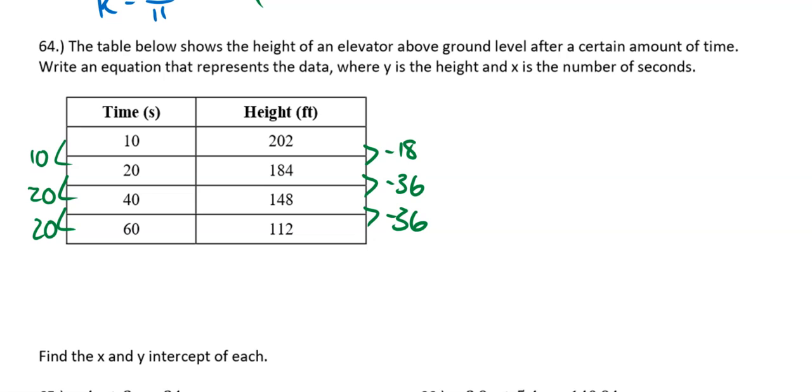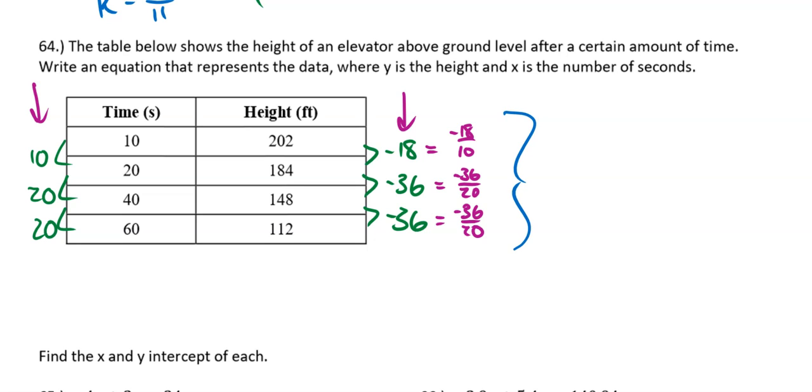We want to determine, is the change in y over change in x the same? For this value, it's negative 18 over 10. And here it's negative 36 over 20. And here it's negative 36 over 20. I'm comparing the values on this end to the values on this end, writing that ratio. If I reduce that ratio for each of these, I get the same thing. Every single one gives me the same ratio of negative 9/5. That's my slope, and I know this is linear because the rate of change stayed the same.